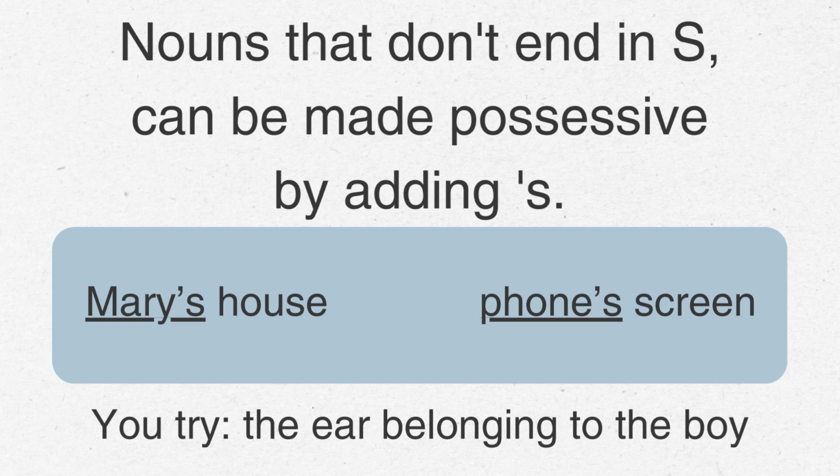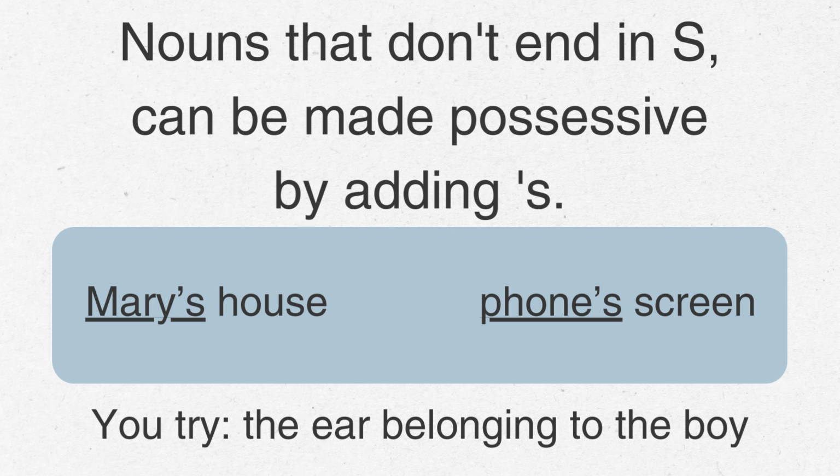Nouns that don't end in S can be made possessive by adding apostrophe S. Here are two examples. Mary's house. Mary does not end in S, so to make it possessive and show that Mary is the owner of the house, we're going to add an apostrophe S to make Mary's house. Another example, phone's screen. Phone does not end in S, so we're going to add apostrophe S to show the phone is the owner of the screen.